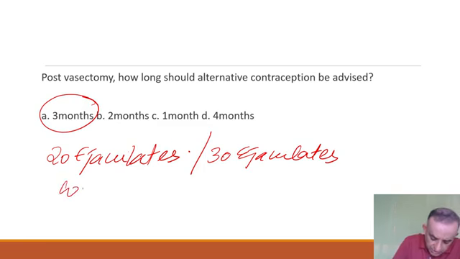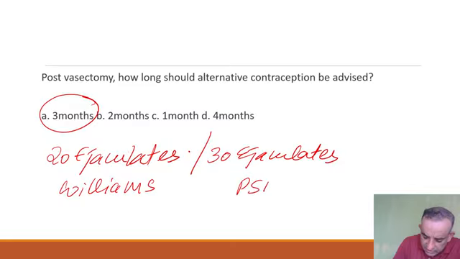So yes, Williams Obstetrics says it is 20 ejaculates, and the PSM book says it is 30 ejaculates. And I'm very sure that they're not going to give you both in the exams. I'm very sure that they're going to give you 20 ejaculates. So if there's a choice of, let's say, 10, 20, 40, 50, go ahead and mark 20. And God forbid, if there is a 20 and a 30 in the exam, then go ahead and mark 20, because Williams is a more standard book.